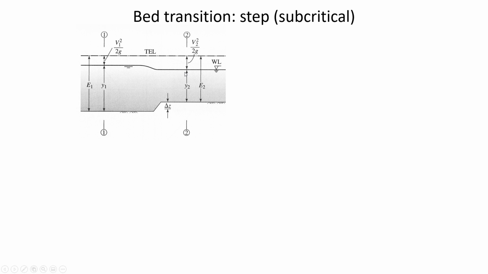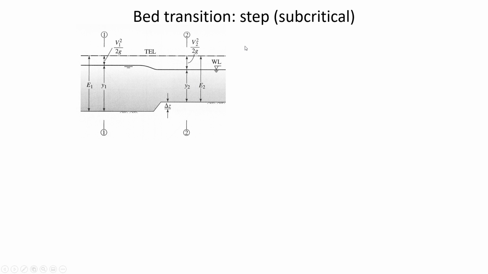But in fact, what it does is if the conditions are subcritical downstream, the flow will accelerate to get over the obstruction. The velocity is going to be higher at location 2 because the channel width is the same, the flow depth is lower, so that means that velocity has to be higher at location 2.